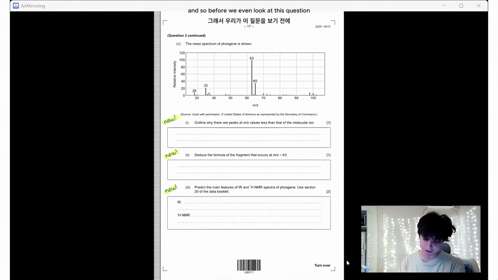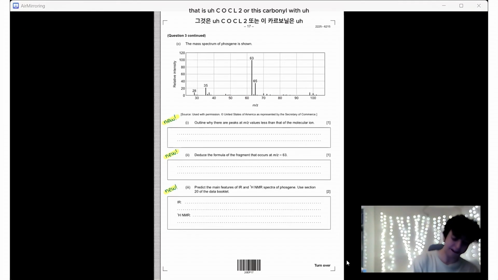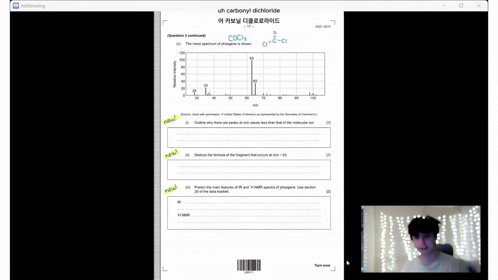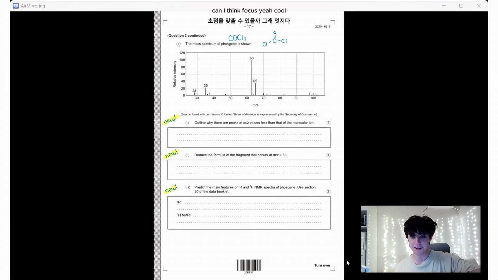And so before we even look at this question, we should remember what the heck phosgene is. That is COCl2, or this carbonyl with 2 chlorines on it. Okay, carbonyl dichloride, I think is also what it was called.